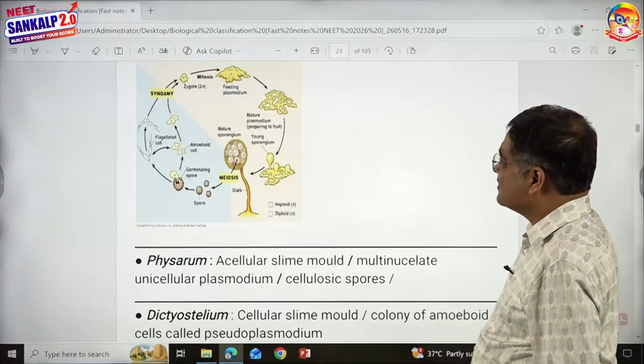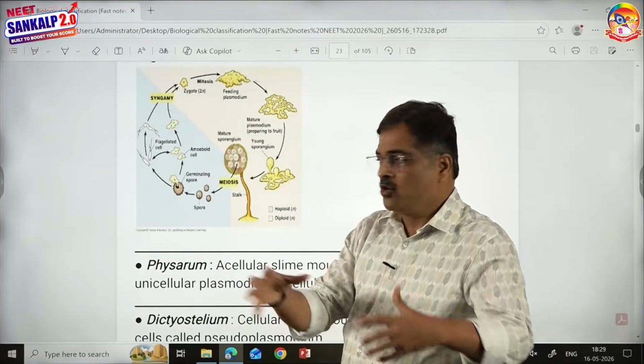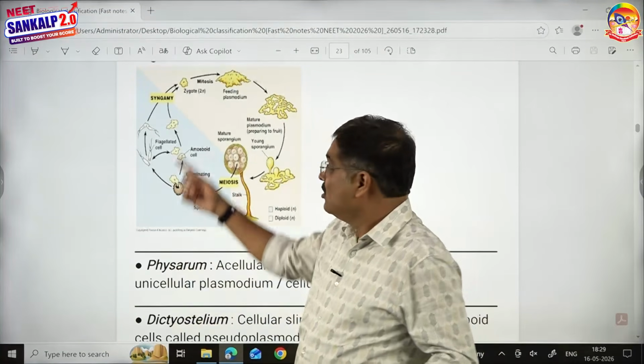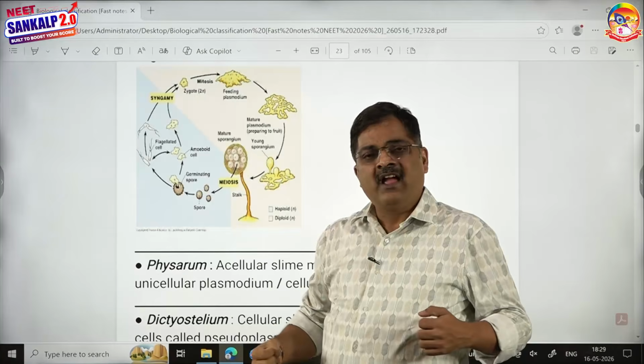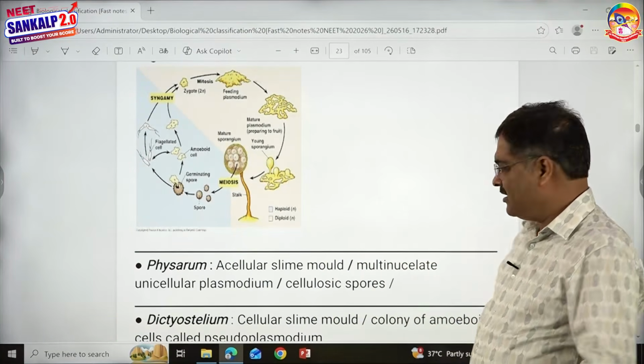Sometimes you know what happens. These diploid cells form an aggregate. They don't fuse. They don't undergo free nuclear division. All these diploid cells may aggregate and form pseudoplasmodium. That question, I don't think at this level it will be asked.